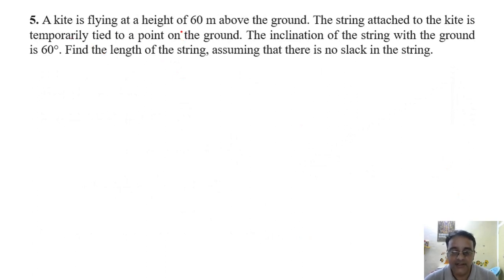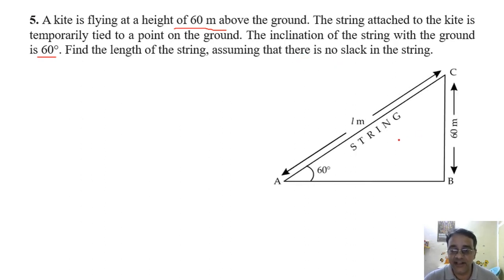A kite is flying at a height of 60 meter above the ground. The string attached to the kite is temporarily tied to a point on the ground. The inclination of the string with the ground is 60 degree. Find the length of the string assuming that there is no slack in the string. So this is the point where we tied to a point on the ground, and from here the angle of elevation of the kite, this is the position of kite, is 60 degree, and L is the length of the string, and this is the height of the kite.